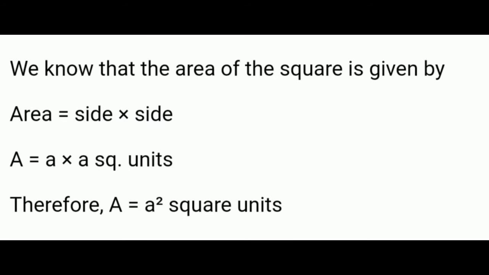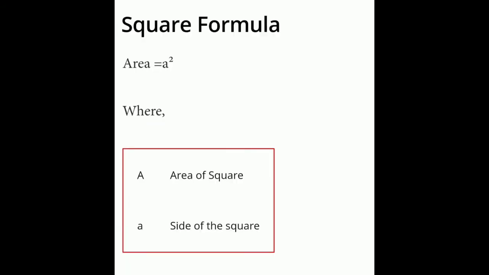We know that the area of the square is given by area equals side into side, or A equals A into A square units. Therefore, A equals A square units. So square formula, area equals A square, where capital A is the area of the square and small a is the side of the square.